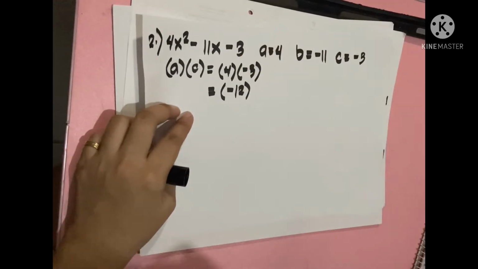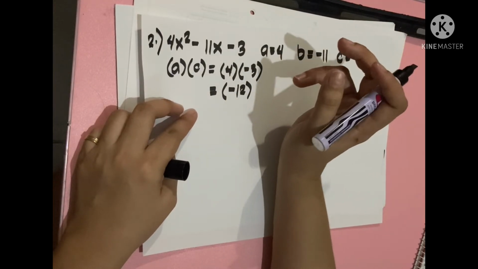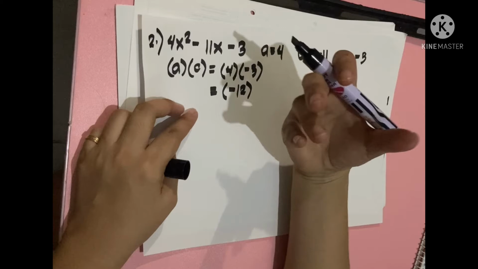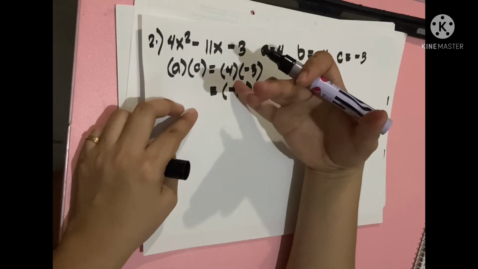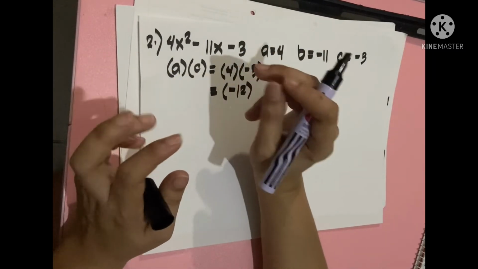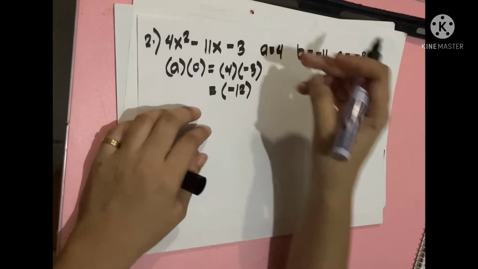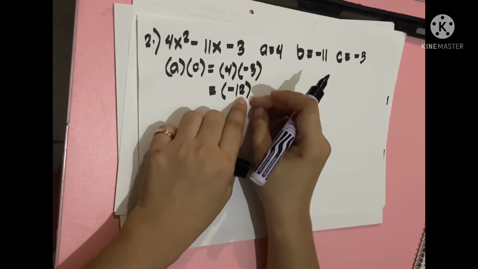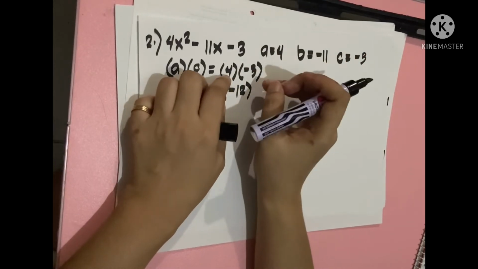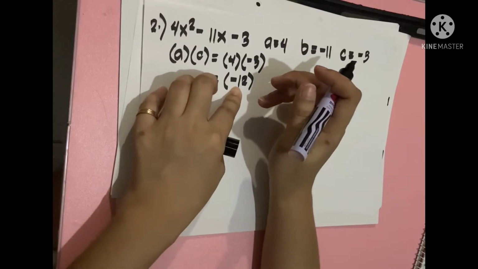And 4 times negative 3 is equal to negative 12. Okay? So, yung negative 12 natin, iisipan natin ng factors. Ano kaya yung dalawang numbers na kapag minultiply natin, negative 12 ang sagot? Now, kapag nag-isip tayo ng possible factors ng negative 12, ang another nating iisipin, dapat kapag pinag-add mo yung dalawang numbers or pag pinag-subtract mo yung dalawang numbers, dapat tutugma siya dun sa middle term natin.